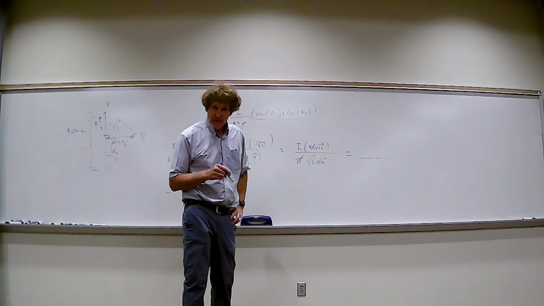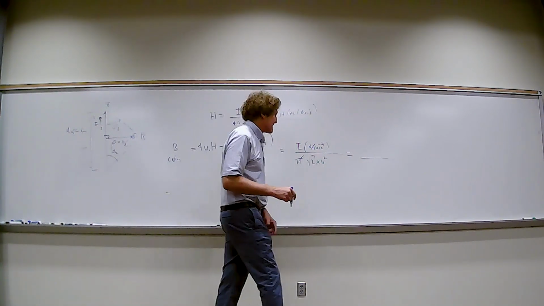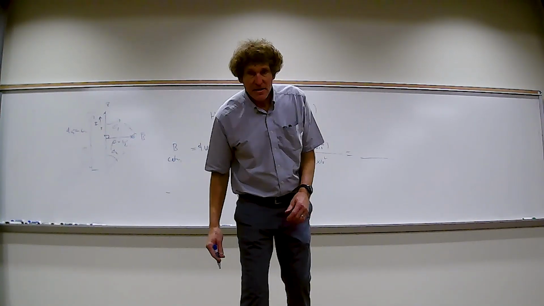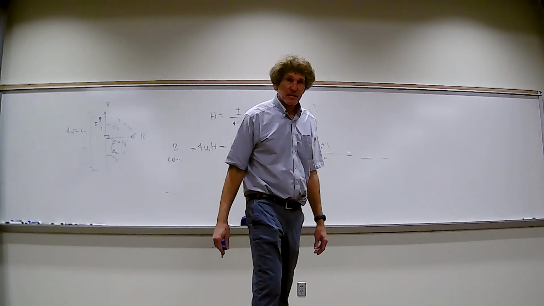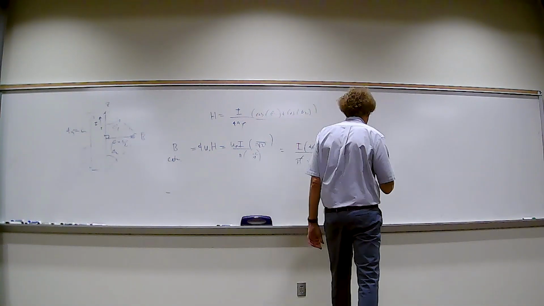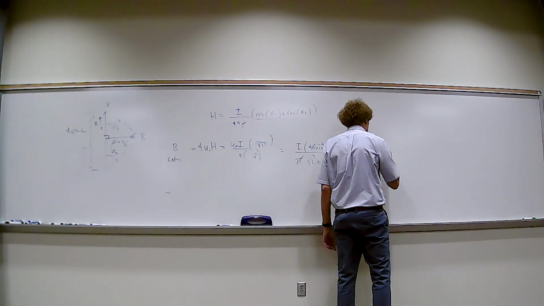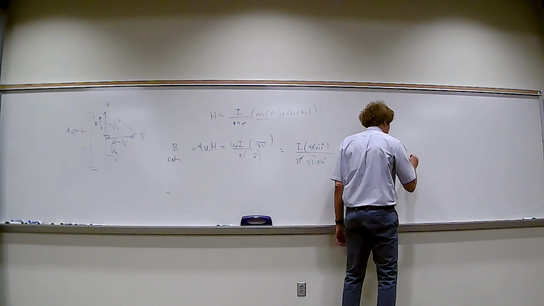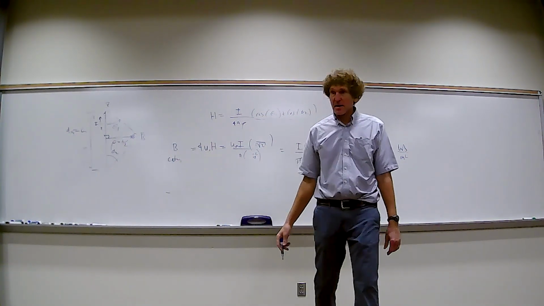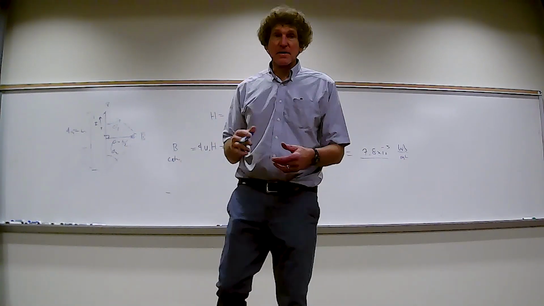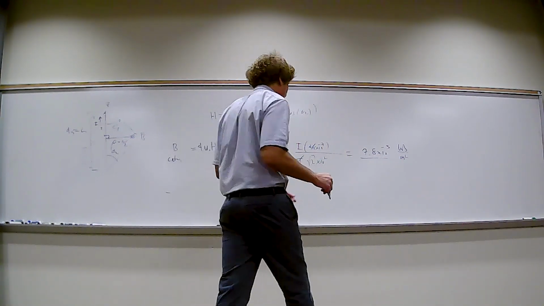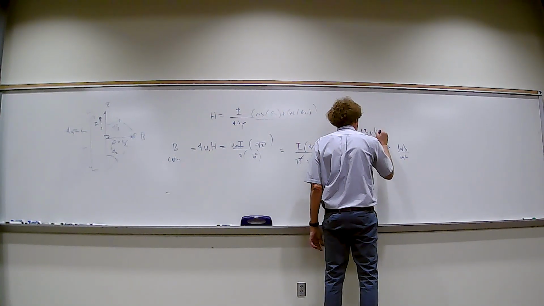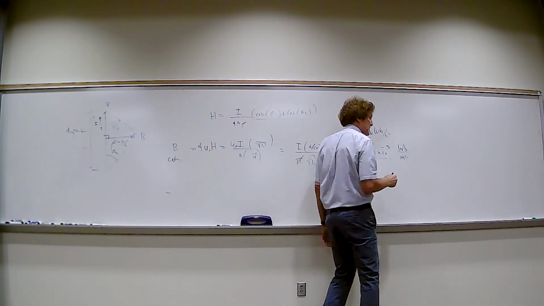Did you get it? Anybody? Go ahead and say it. So 7.8 times 10 to the negative 3. 7.8 times 10 to the minus 3 Webers per meter squared. Is that what the book has? Anybody? I got 13 micro Webers per meter squared. All right. So 13 microwebers per meter squared.